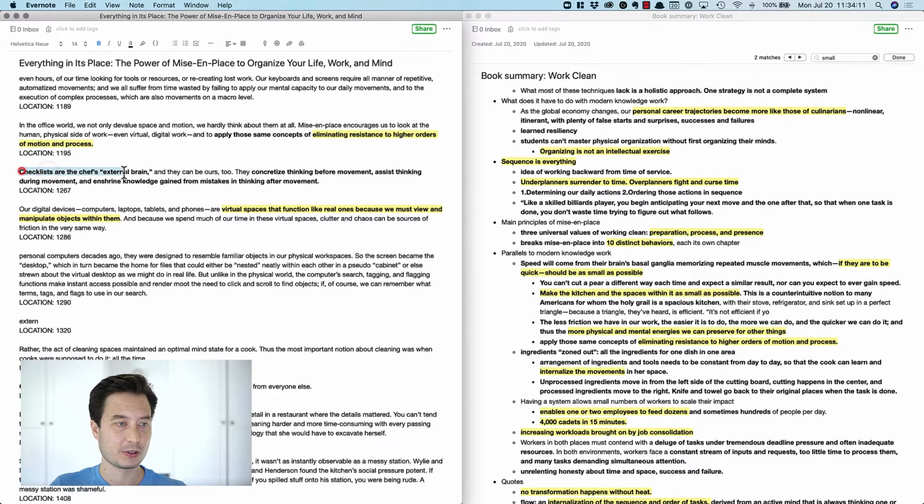So really cool that he specifically talks about how the checklists and systems are the chef's "external brain." I love that he has to put that in quotation marks because, as he's writing this, that's a new idea for people. But it's exactly the kind of point that I'm making, and in some ways my entire summary is biased towards wanting to expand and explain what this really means for the mise en place to be a system, like an external brain that we can learn from. They concretize thinking before movement, assist thinking.